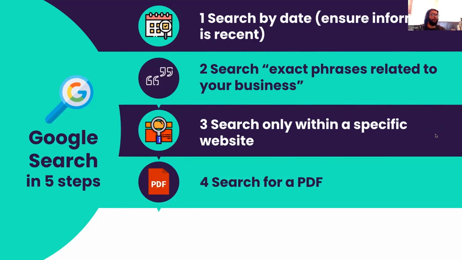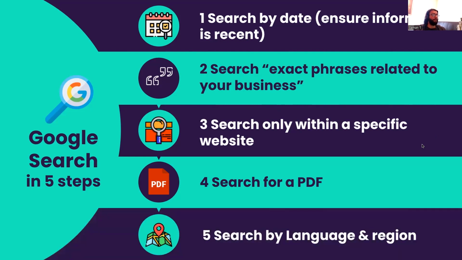And task 4 is we want to find a PDF file. For example, for this one, you could look at industry data or information from your industry. Once you find that PDF document, you can save it and use it later in your research. And for the 5th one, we're going to define our search and limit it even further by adding a specific language and a specific region to it.